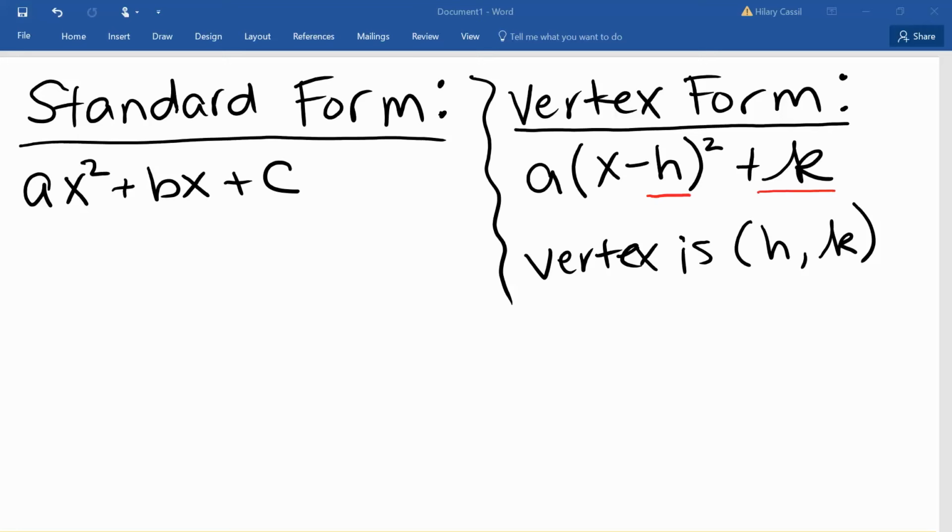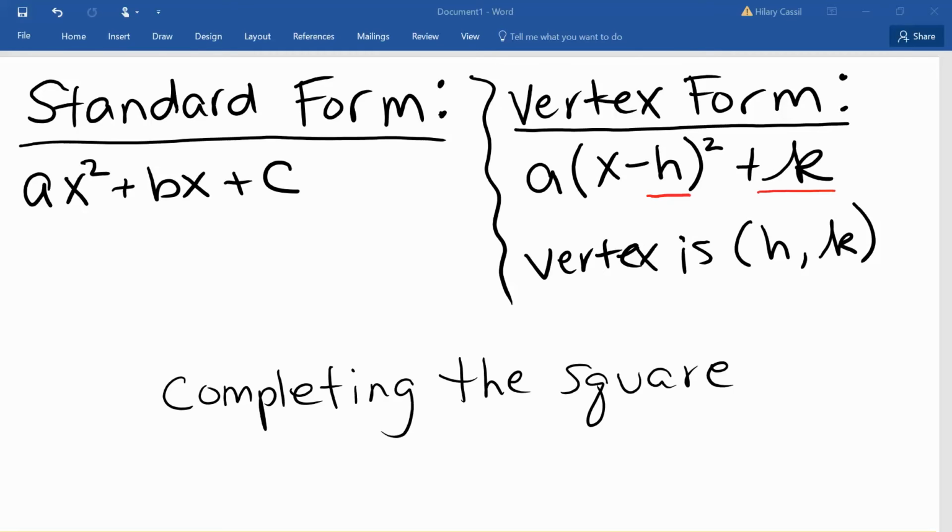Hi everyone. I wanted to discuss taking a quadratic in standard form of ax squared plus bx plus c and converting it to vertex form, which is a times the quantity x minus h squared plus k, where our vertex is going to be the point (h, k).